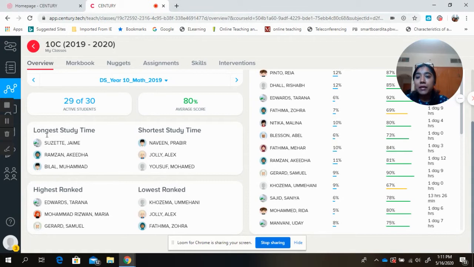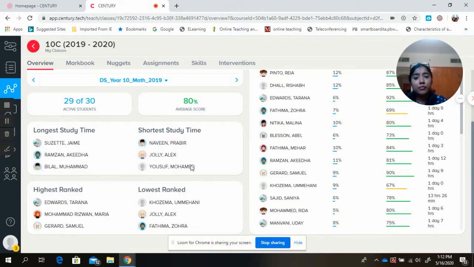On the left side, the first panel shows me the study time spent. It tells me about the top three and the bottom three. The top three students spend a lot of time on Century, probably going through the nuggets and taking up the assessments or redoing them when they are not very comfortable with the score. The top three over here are the top three, and these are the bottom three.